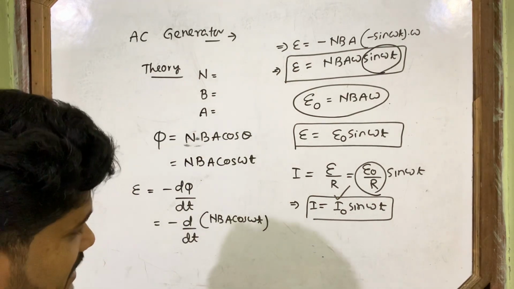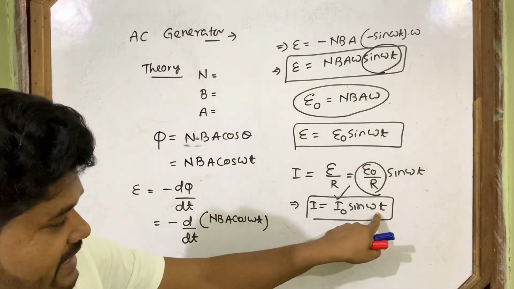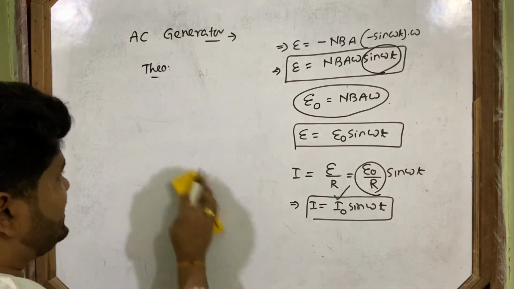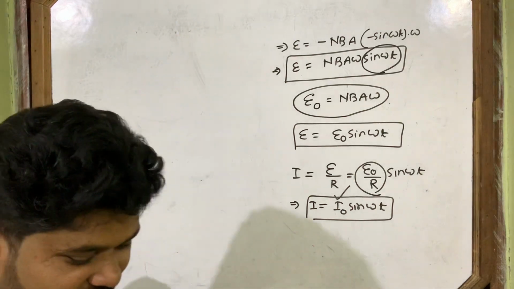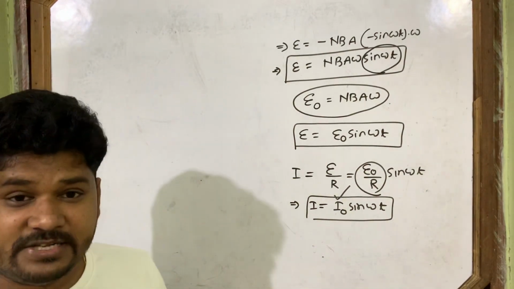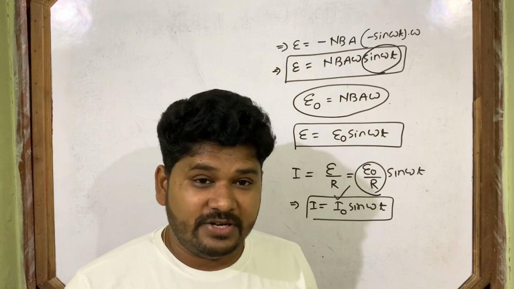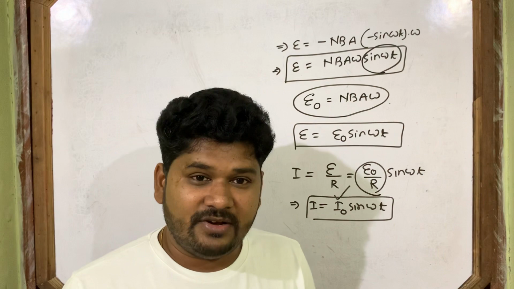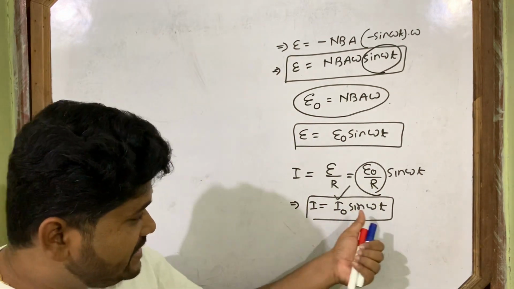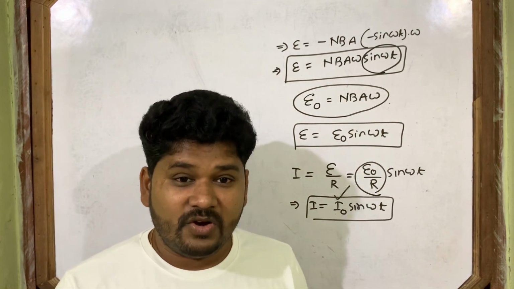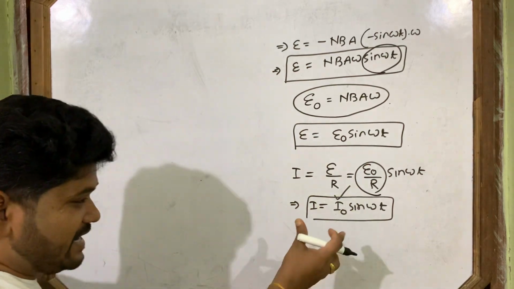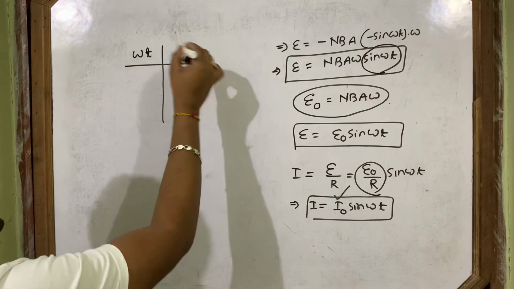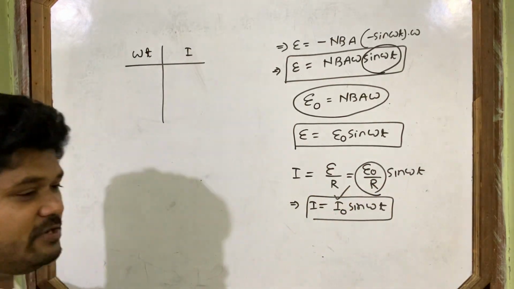Now as current here varies with omega t, current is not constant. It is a function of time. But till today, the current we have discussed was always direct current, always constant. But here current varies with time. So let's make a table to find the values of current for different values of omega t.